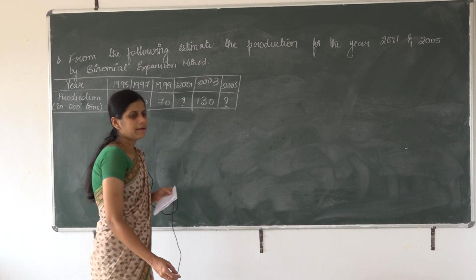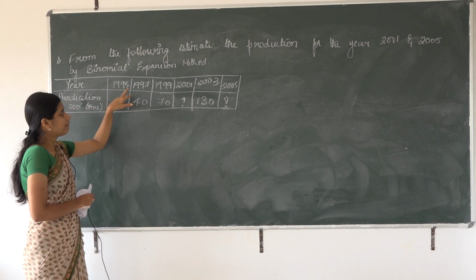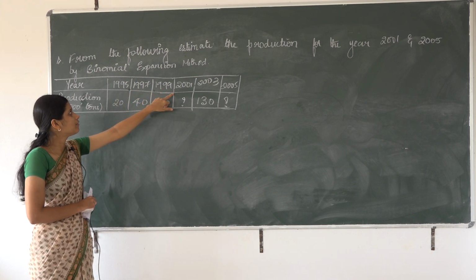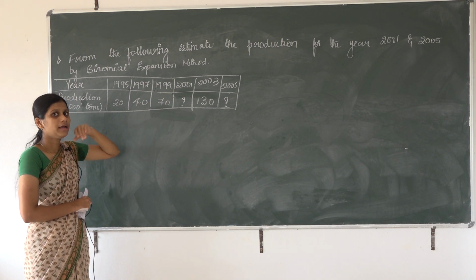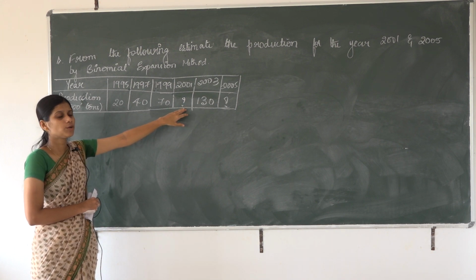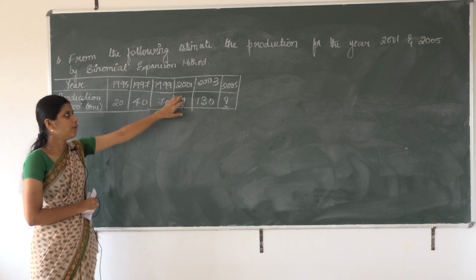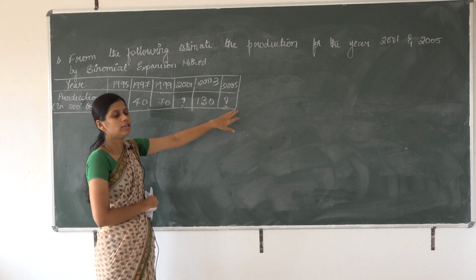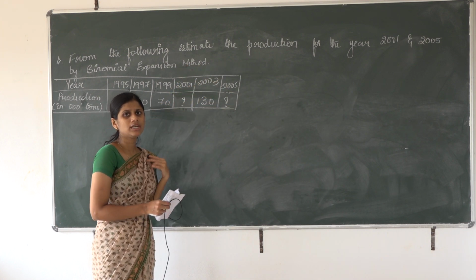First of all, we have to see the condition. First condition is that the values of x should have a common difference. See, there is a common difference. Difference is 2 years. Next, second condition is the value of x for which the value of y is to be estimated should be one of the values of x. So you have to estimate the value of y when x is equal to 2001, and we have to extrapolate the value of y when x is equal to 2005 under binomial expansion method.